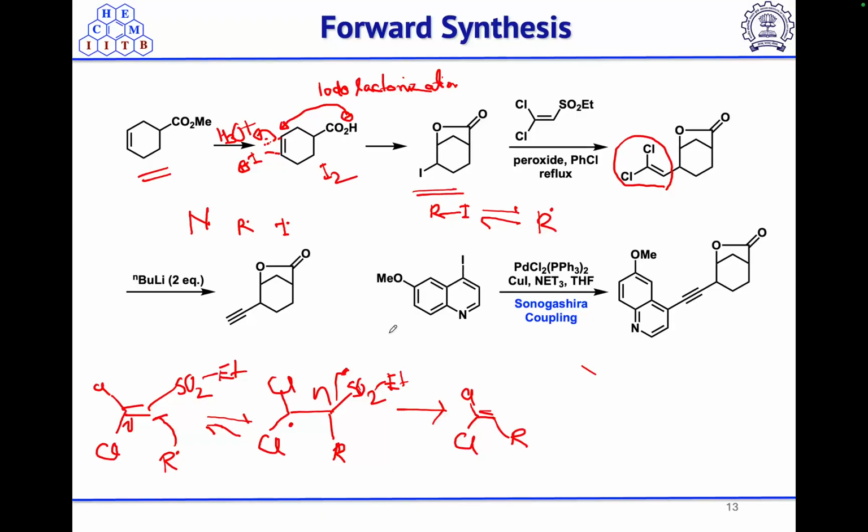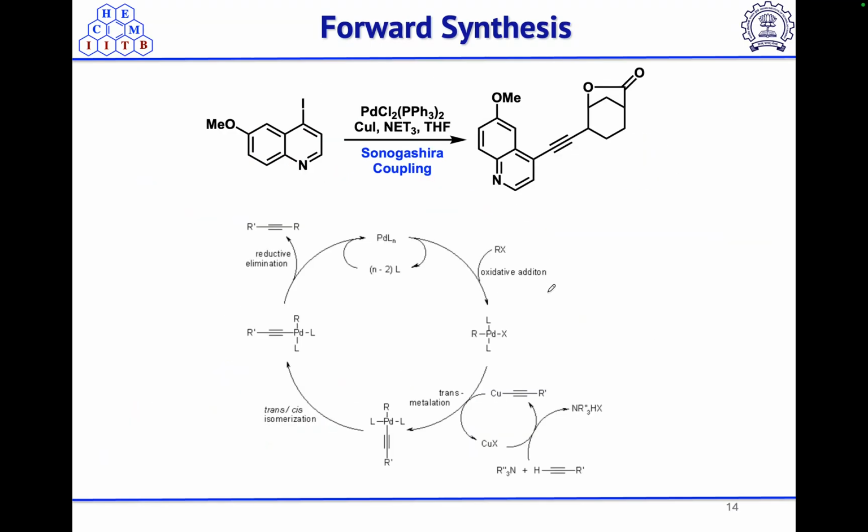Now for this triple bond, if you do the Sonogashira coupling reaction, you need to use palladium 2, and you need copper iodide also, and as a base you need triethylamine. I will show the mechanism of this reaction, Sonogashira coupling.